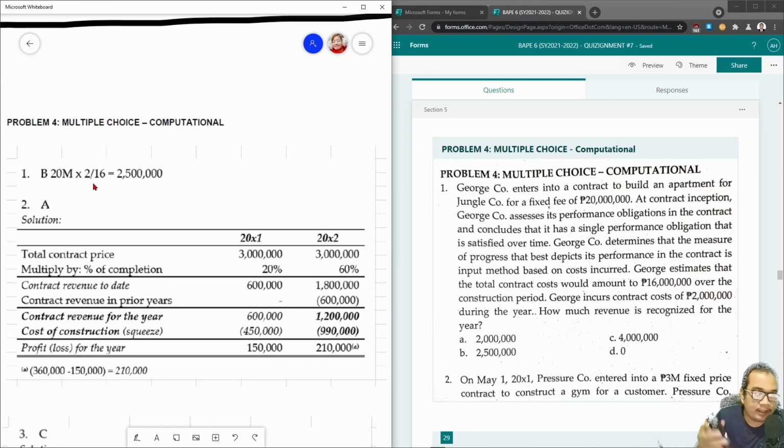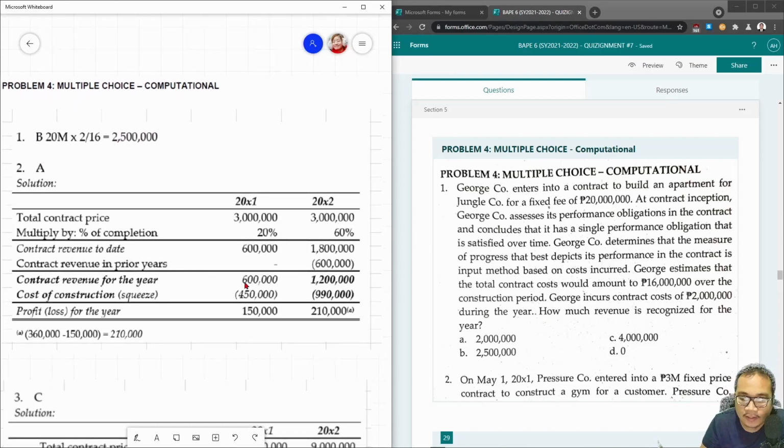Ilan yan? Bumili ako ng bagong calcu kasi nasira na yung luma na ginagamit ko since college. So, 2 divided by 16, that's 12.5%, di ba? So, times mo sa 20 million, 2,500,000 yung iyong revenue for the year.